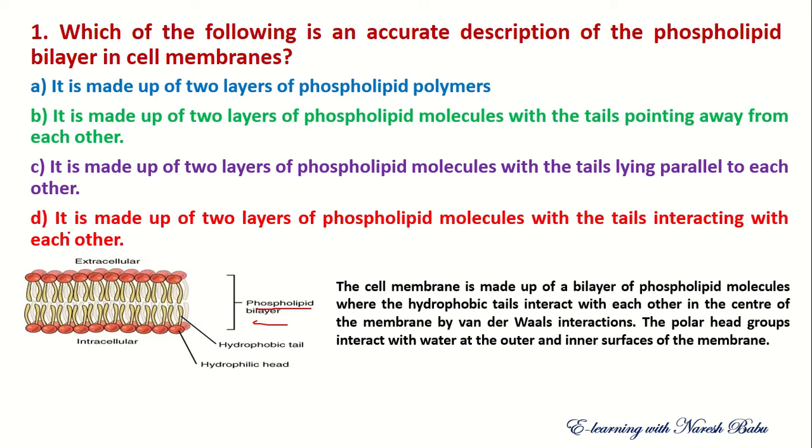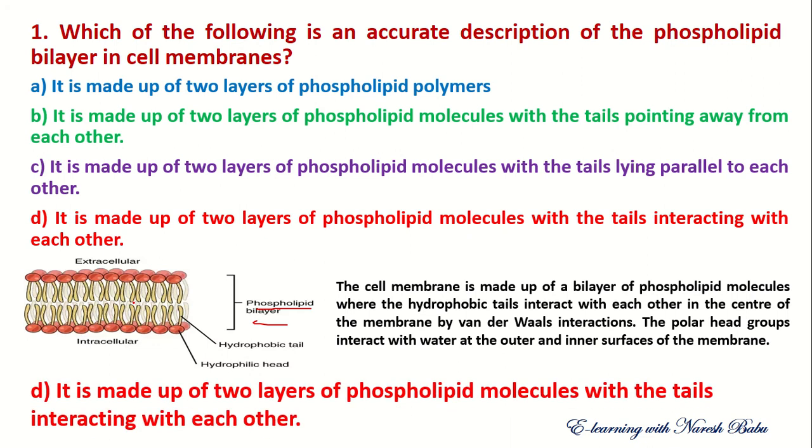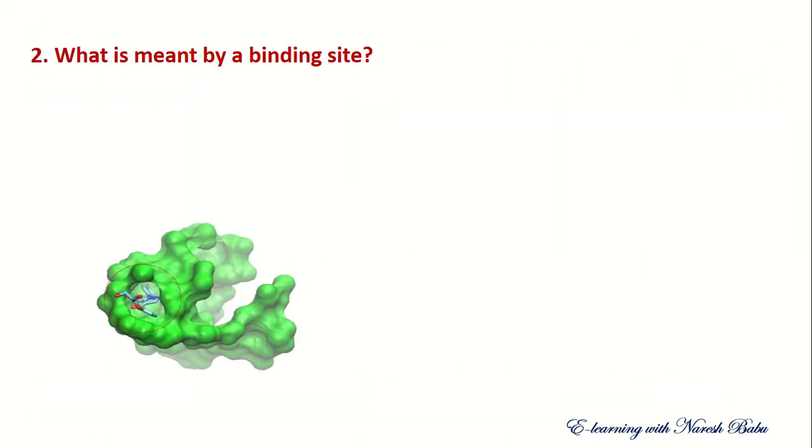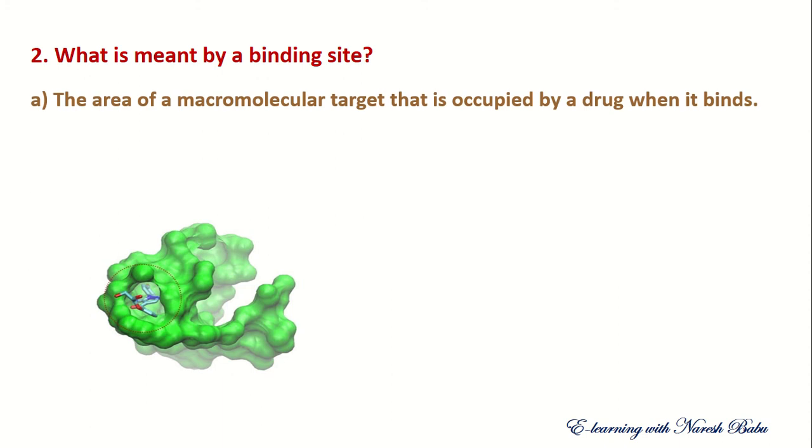If you clearly observe these options, it is made up of two layers of phospholipid molecules with the tails interacting with each other. And these tails interact through van der Waals interactions between the two tails, that is, between the phospholipid layers of the bilayer. So the answer is D. And coming to the second question, what is meant by a binding site?